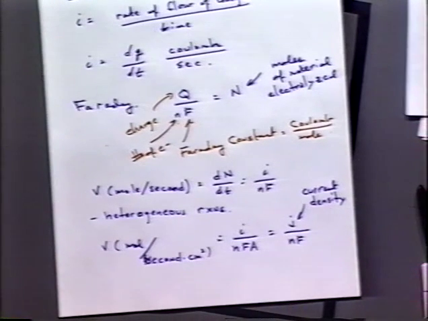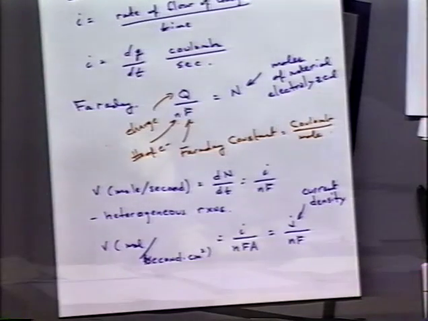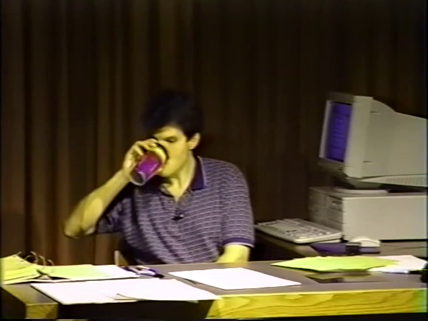The current density would just be a current that's normalized for the size of the electrode. So we'd often want to compare. It shouldn't really make any difference whether we have a large electrode or a small electrode, and often it doesn't. So the amount of current flow really needs to be normalized by the area of the electrode.